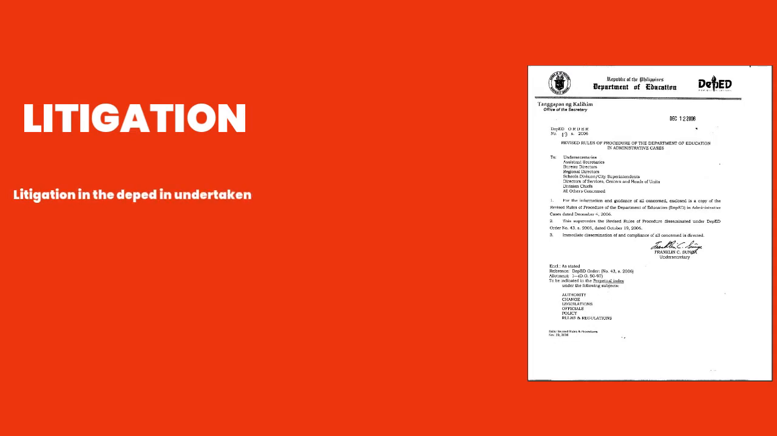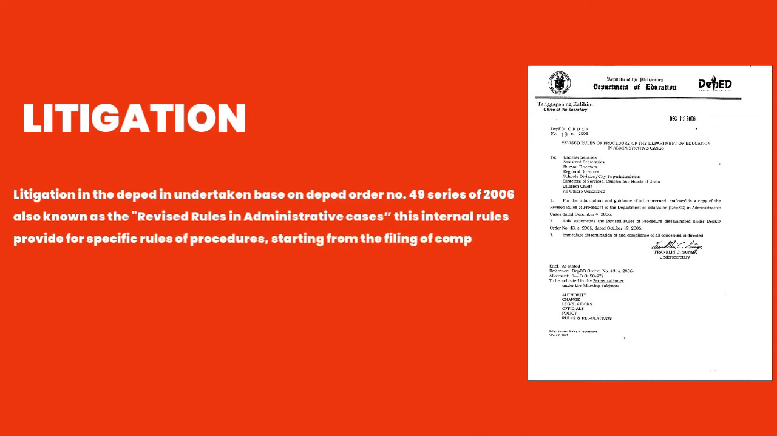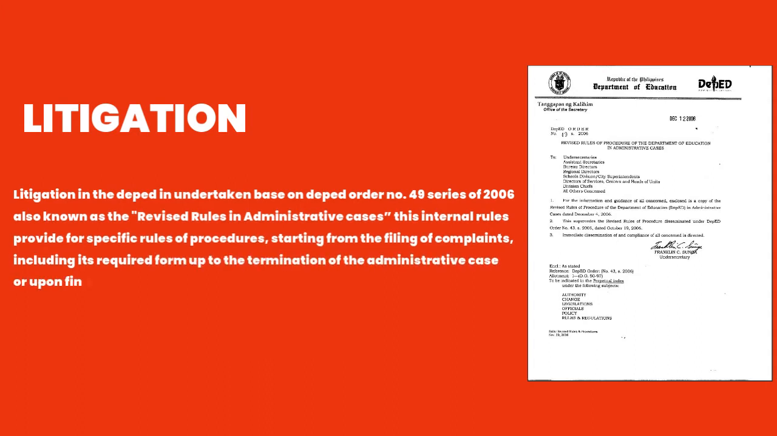Let's start with litigation. Litigation in the Department of Education is being undertaken based on DepEd Order No. 49 Series of 2006, also known as the Revised Rules in Administrative Cases. These internal rules provide for specific rules of procedures, starting from the filing of complaints, including its required form, up to the termination of the administrative case or upon finality of the decision of the disciplining authority or appellate body.